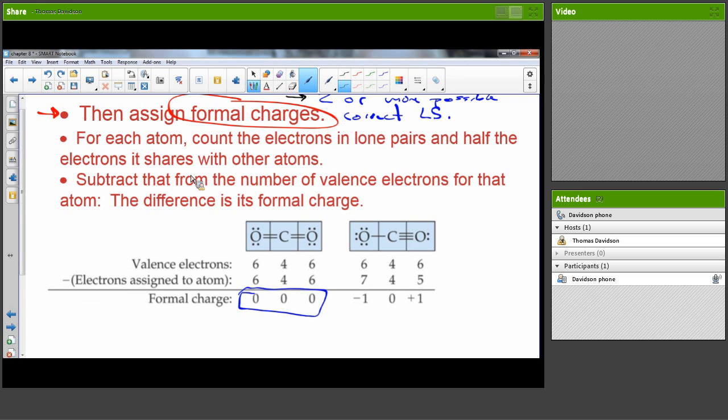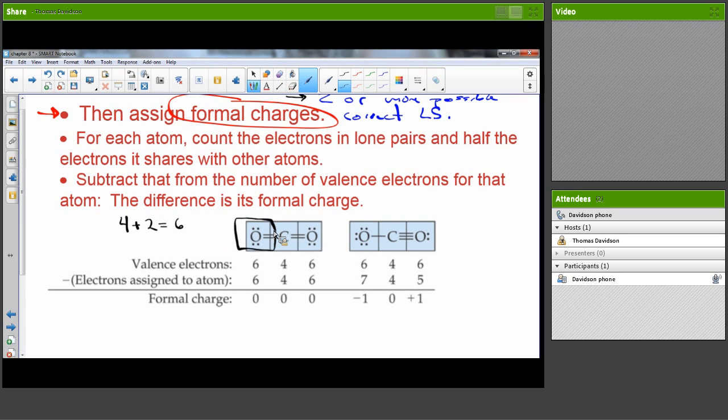All right, so for formal charge, you need to do the following. For each atom in the molecule, count the electrons in lone pairs and half the electrons it shares with other atoms. So what it's saying is for oxygen right here, it has 1, 2, 3, 4 that are alone, and then 4 that are shared. You with me? So I take the 4, and then I add half of the shared, which is 2, and that equals 6.